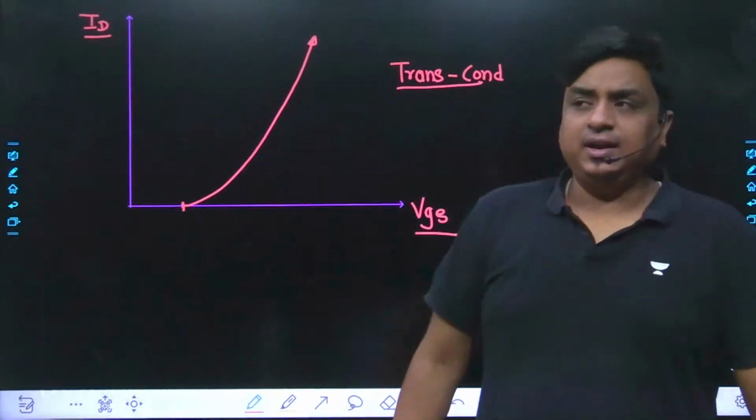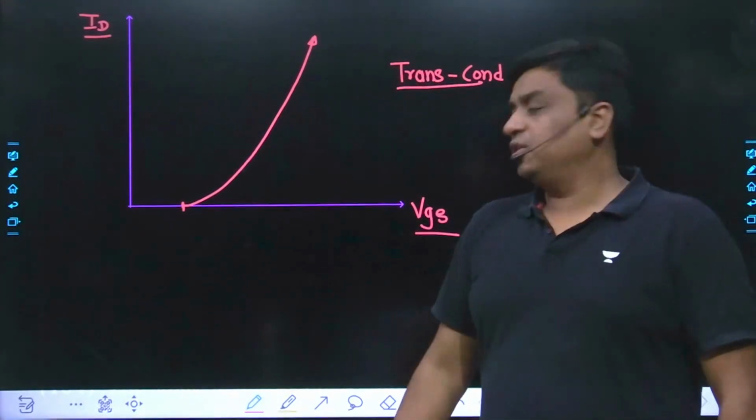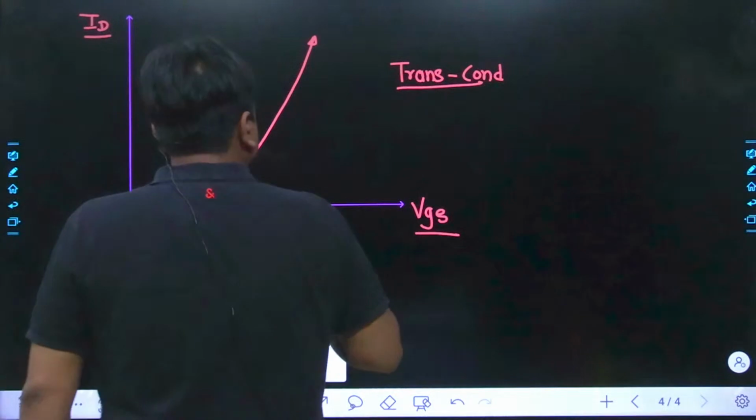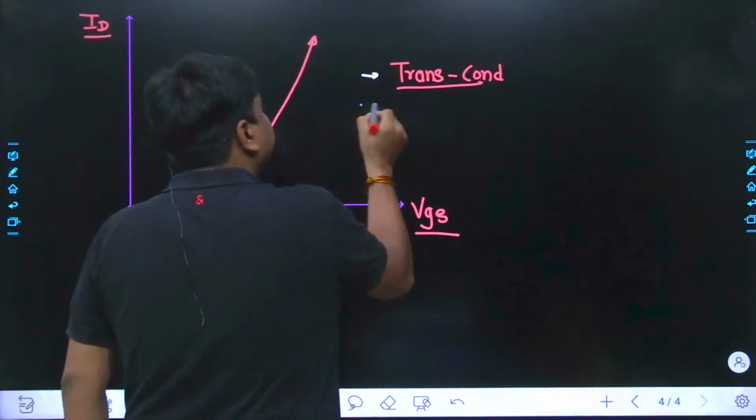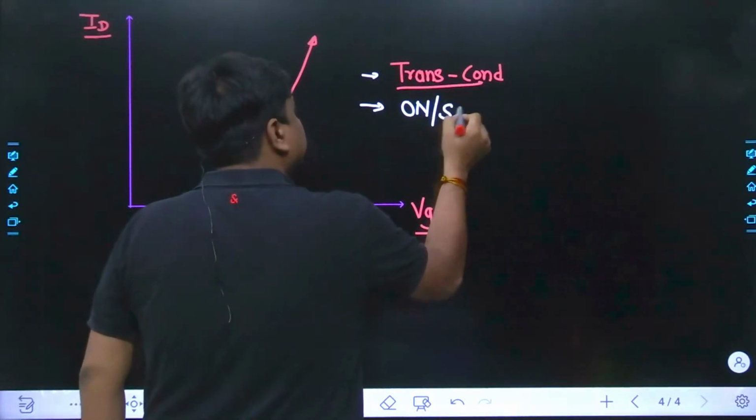So when we connect the output drain current to the input gate-to-source voltage, this is the kind of curve we are going to have. And keep in mind, this curve is valid only if the given transistor is on, and on in the saturation region.